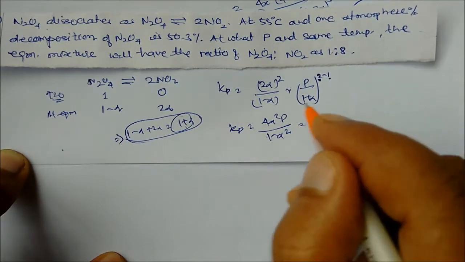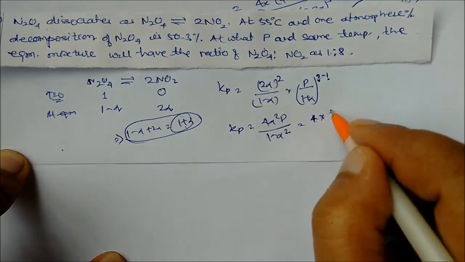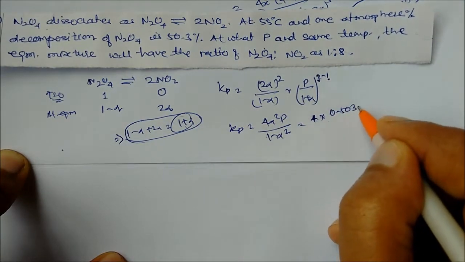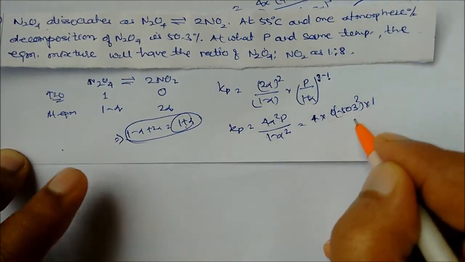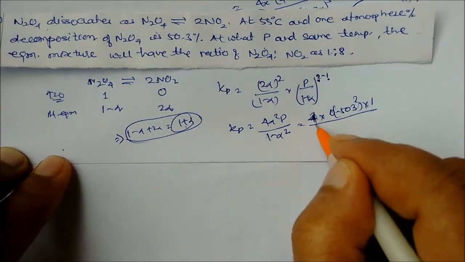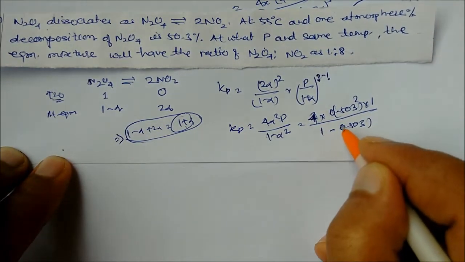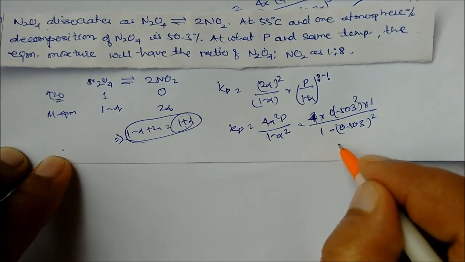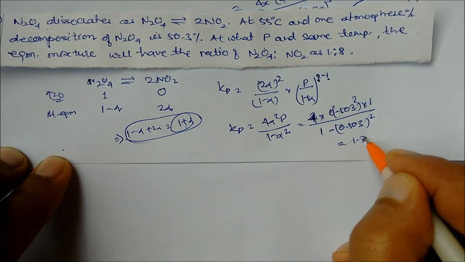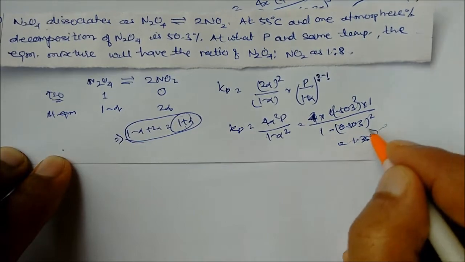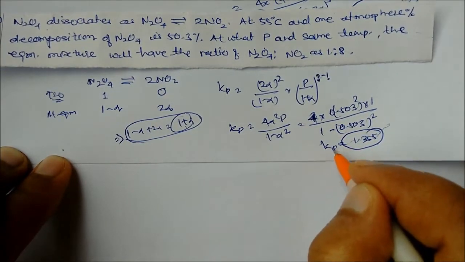So alpha is given here as 50.3%, so put the value 0.503. Whole square multiplied by 1 and divided by (1 minus 0.503) whole square. So this will give you 1.355, which is the value of Kp. So we know the value of Kp.